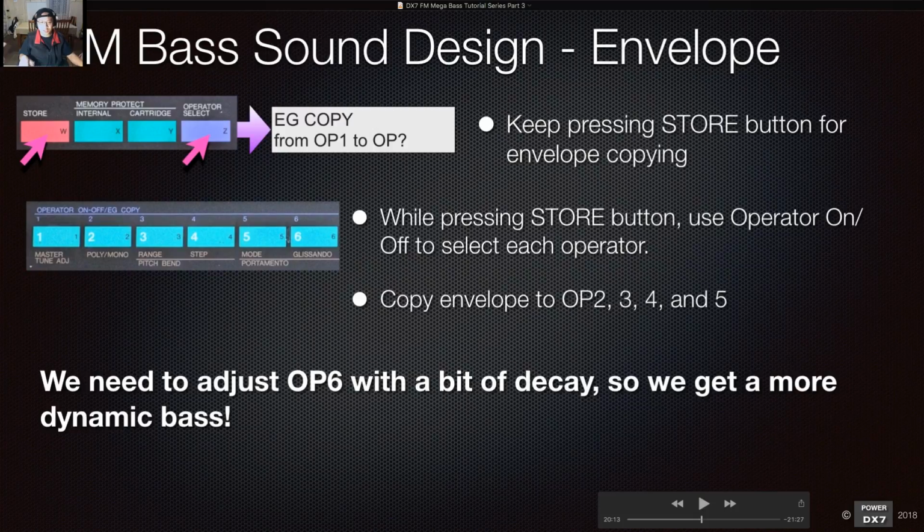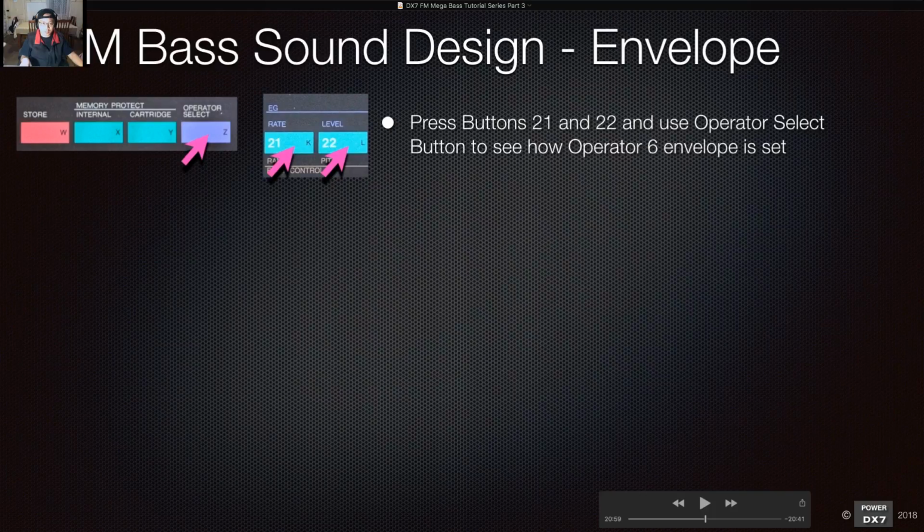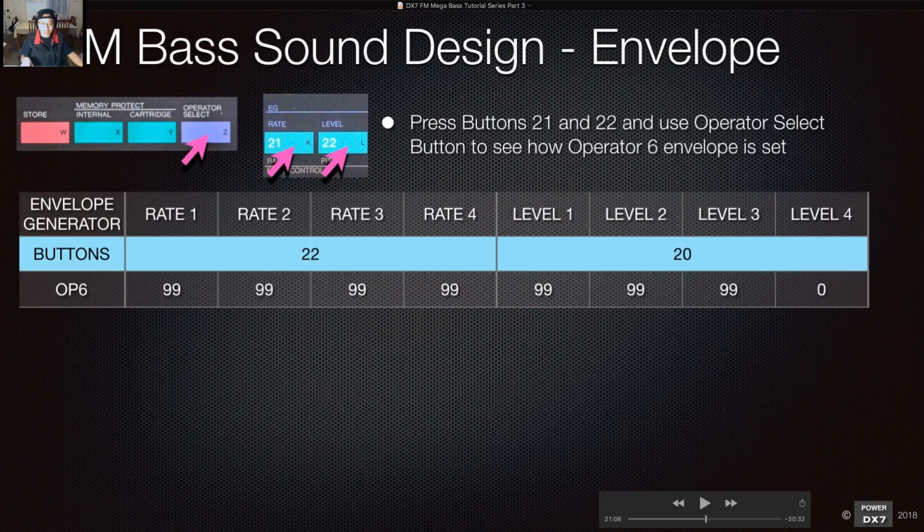What we're gonna do is adjust the operator 6 envelope with a bit of decay, so we get a more dynamic bass. So how we do that is to, again, select operator 6 and check your envelope settings. That's right, because we haven't touched the operator 6 envelope. So use the operator select button, press again: operator 2, operator 3, operator 4, operator 5, operator 6.